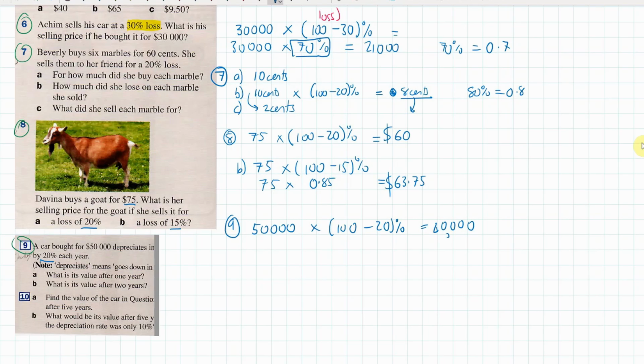Now, in B, this is the second year. What's its value after 2 years? Well, it starts off that second year being at 40,000, but it's going to again depreciate by 20%. So we're timesing it again by 0.8 or 80%, and that should give us $32,000.